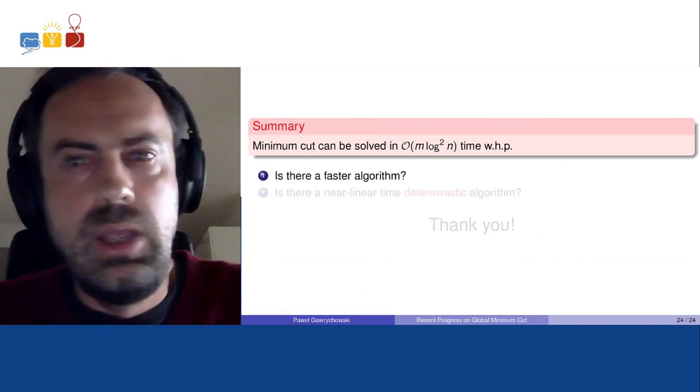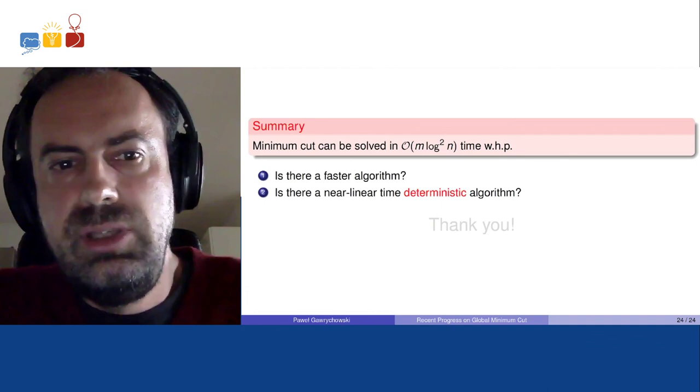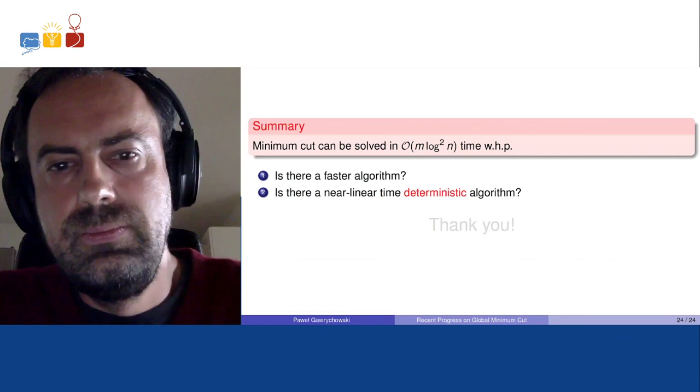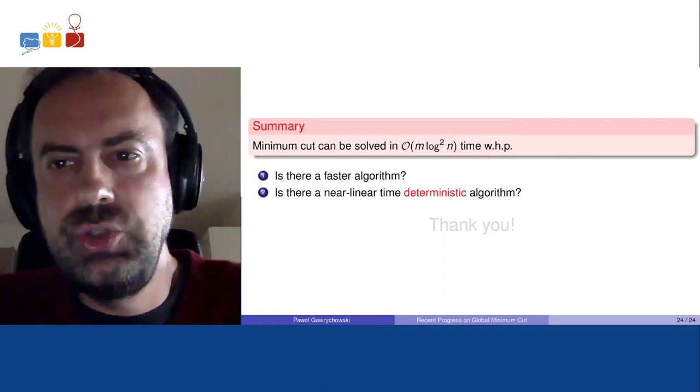And then for deterministic algorithms, you need a completely different approach. So we know how to do this for simple unweighted graphs, but it's an extremely interesting question. Can you do something for general weighted graphs, even if it's not near linear? It would still be interesting if it's m times some small function.